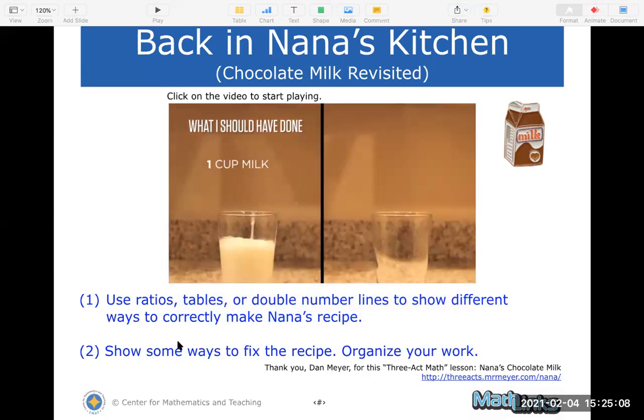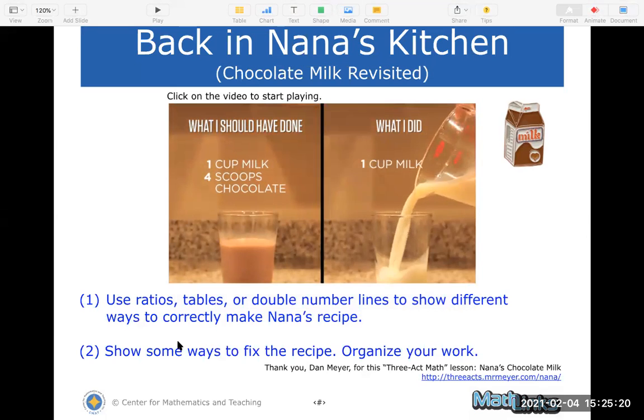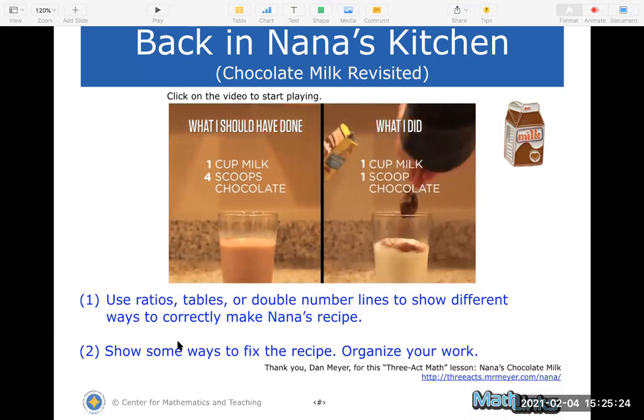Nana wants her milk. 1 cup of milk, 3 scoops of chocolate. No, 4. But you make a mistake. How many scoops are you putting in? 5.